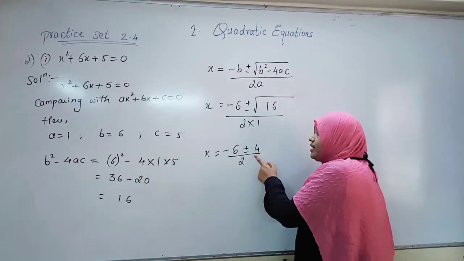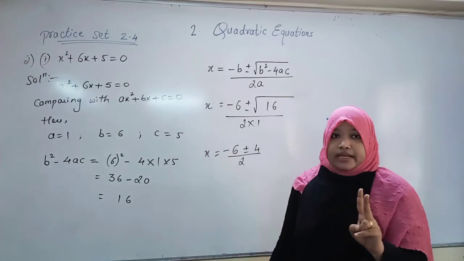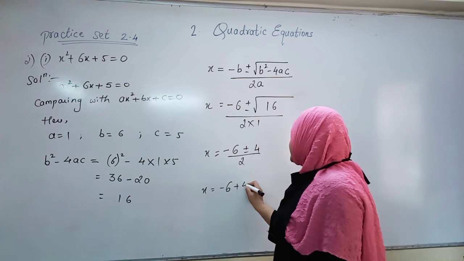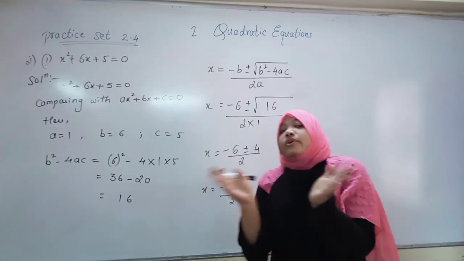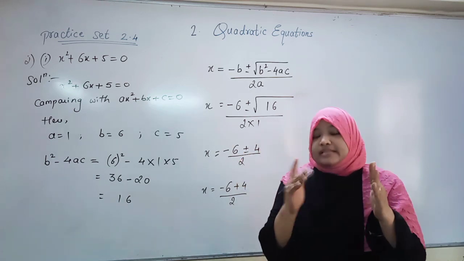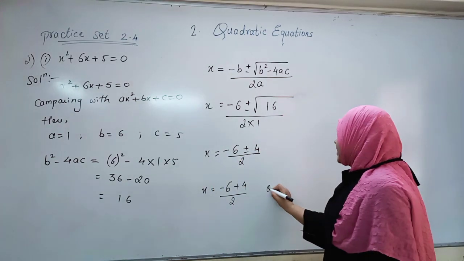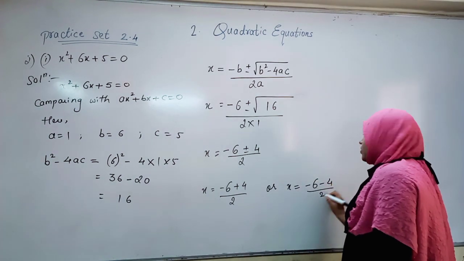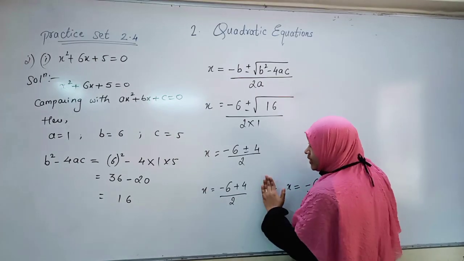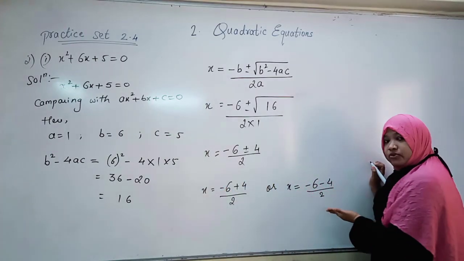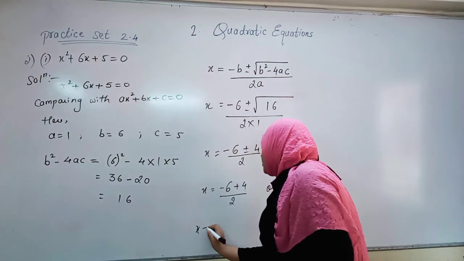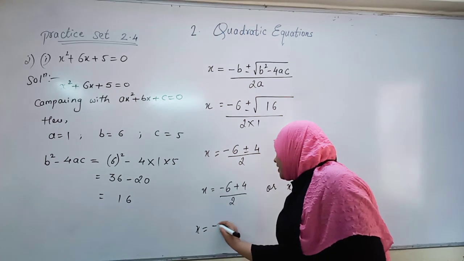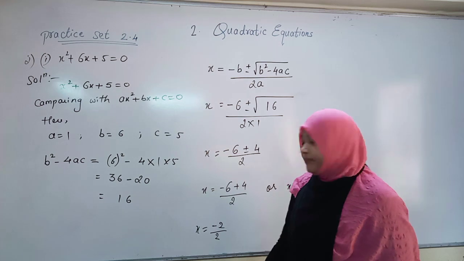Now what is given in the middle? Plus minus. It means we have two signs. So what are we going to do? Minus 6 plus 4 upon 2. I bifurcate it: on one side I take the plus sign, and on the second side the minus sign. Or x is equal to minus 6 minus 4 upon 2. One time I take 4 with a plus, and one time I take 4 with a minus. Now minus 6 plus 4 will be minus 2 upon 2, right?